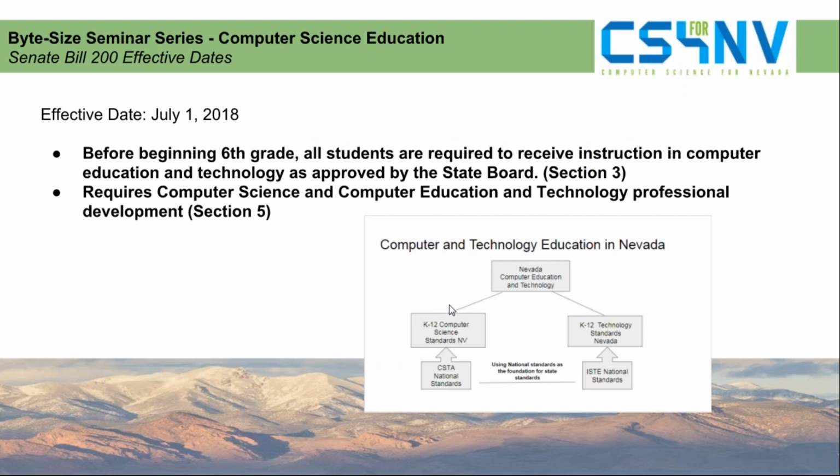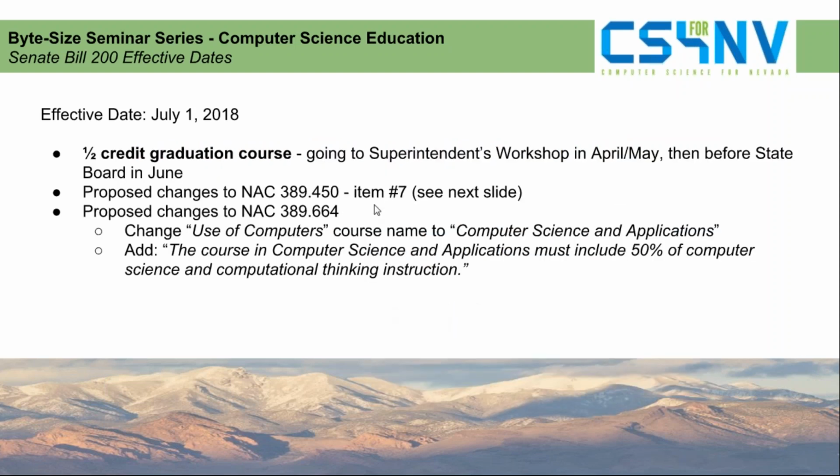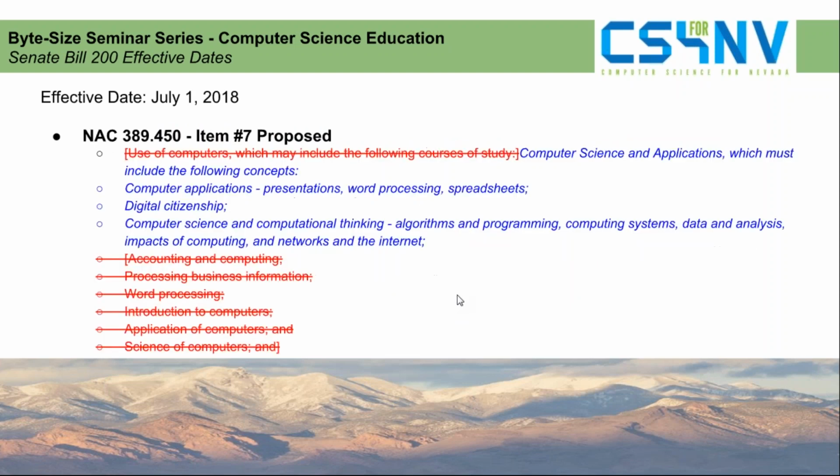All right, so we talked about that already. Here's just a breakdown on this slide that talks about those changes to the regulations that I spoke about. This is what the changes to 450 look like, changing the name from use of computers to computer science and applications. These are the concepts in there, and removing some of the antiquated things such as processing business information and so forth.